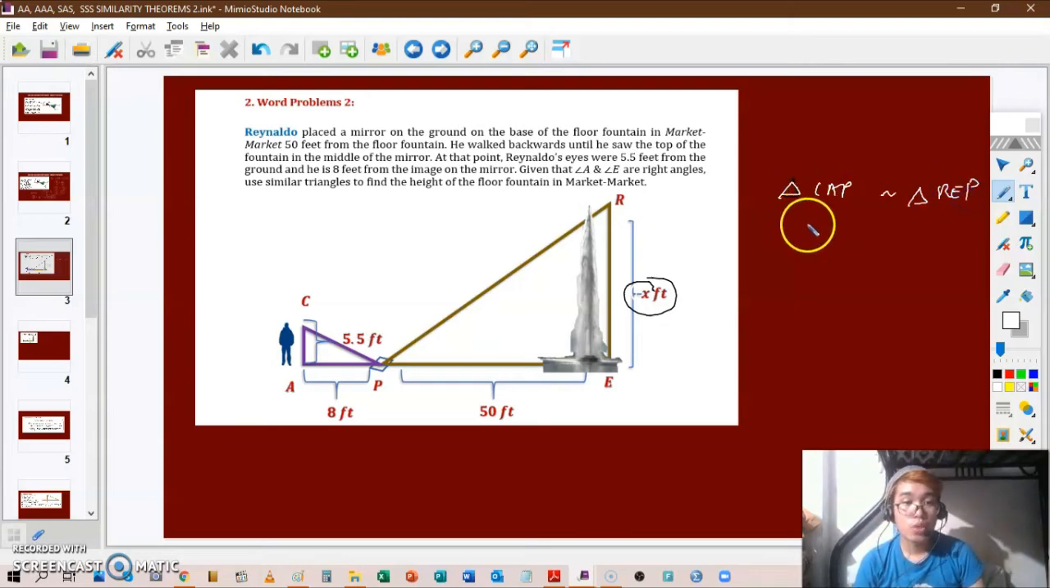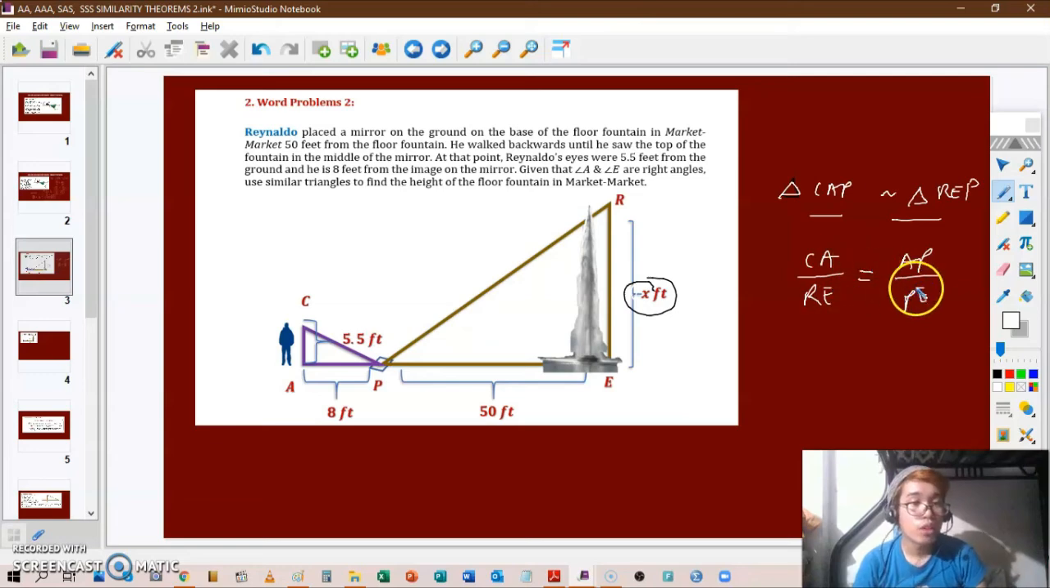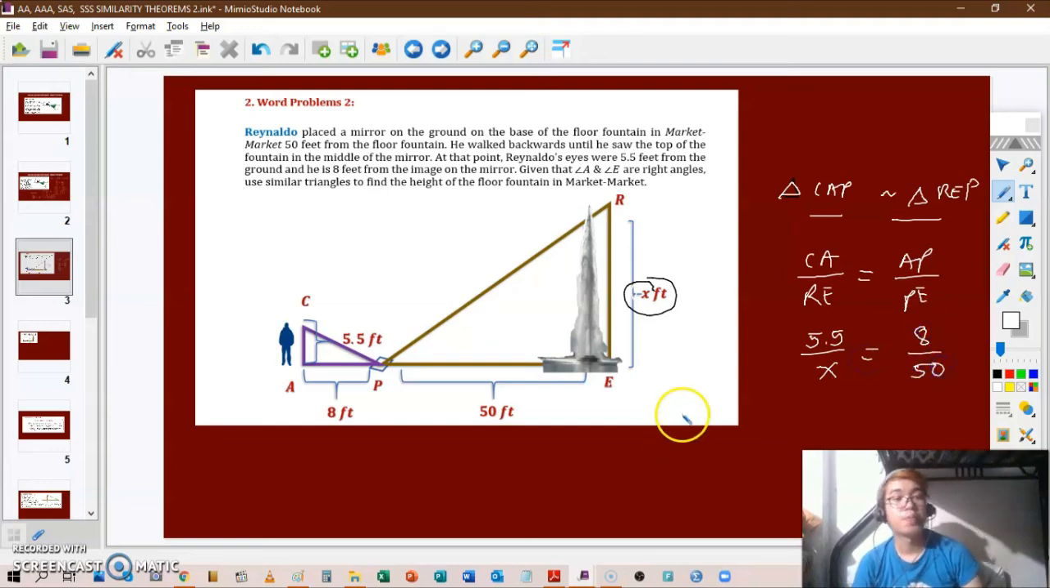Since the two triangles are similar, we can say that their side measurements are proportional to each other. So CA over RE is equal to AP over PE. Now we don't know the value of RE, so we're going to write that as x. But we do know the value of CA, so it's 5.5 over x is equal to 8 over 50. And from here, guys, we can use cross multiplication.